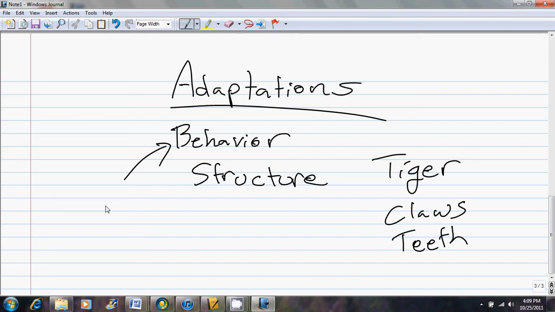So behavior is an extremely important adaptation. The way an animal acts, what he's afraid of, what he goes after, when he's cautious, when he's not cautious. So that's something to look into with different adaptations. Not just structure, but also behavior.